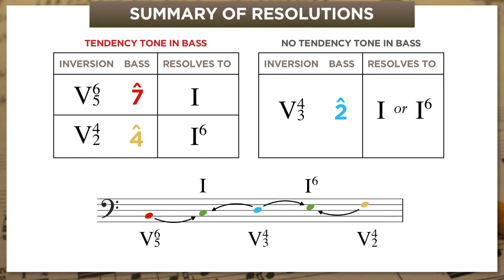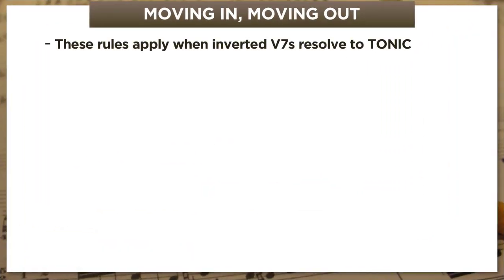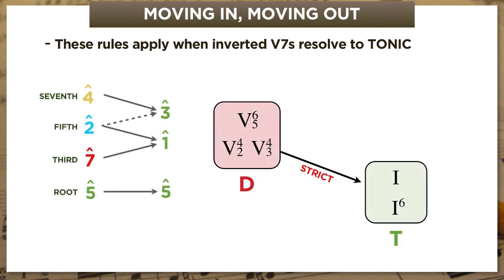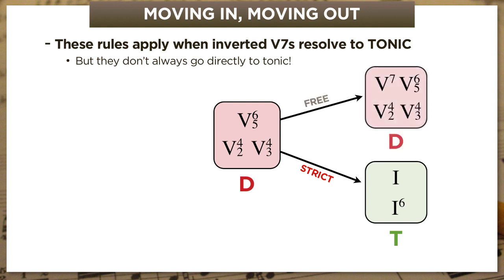So now we know how to resolve inverted 5-7s to tonic. But I have to stress here, these rules only apply when these chords resolve to tonic. If you want to take an inverted 5-7 to tonic, then the voice leading is strict. You have to follow the chart. But inverted 5-7s don't always go to tonic. If we wanted to move on to, say, some other version of 5-7, inverted or not, then there are literally no rules. The voices can leap however they like, and the tendency tones can be passed around from one voice to another with no issue. It's only when they resolve to tonic that we have to fuss over where the tendency tones want to go.